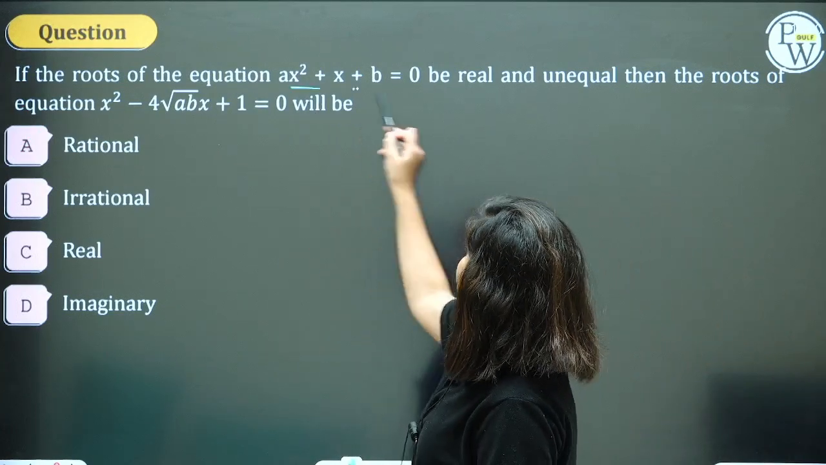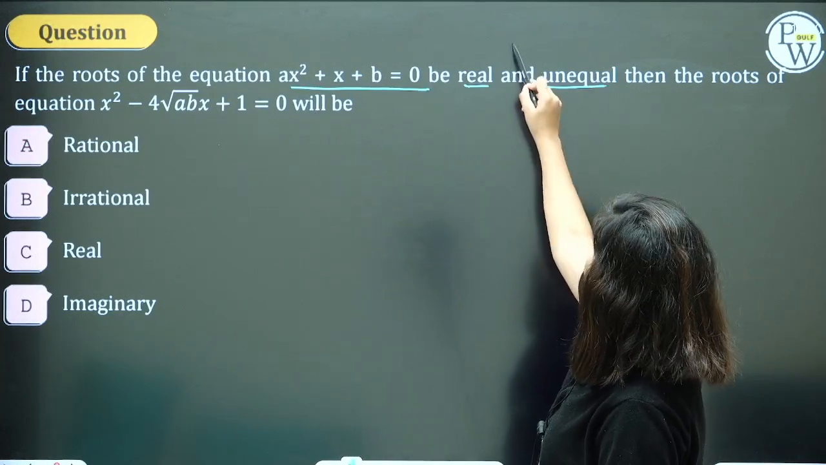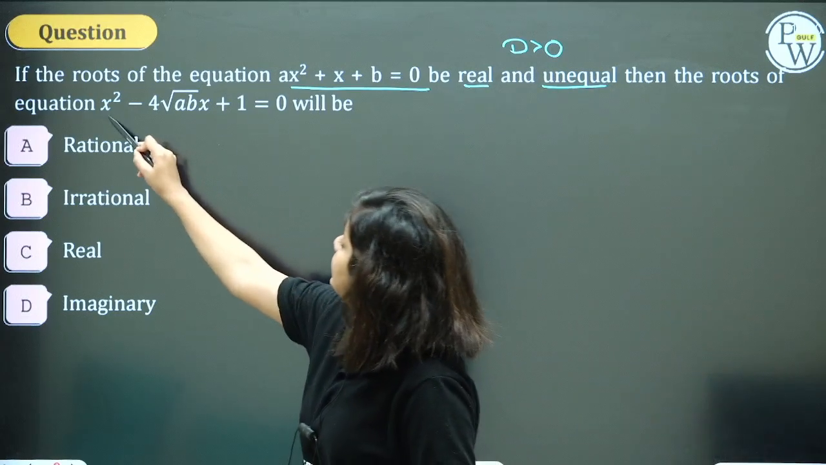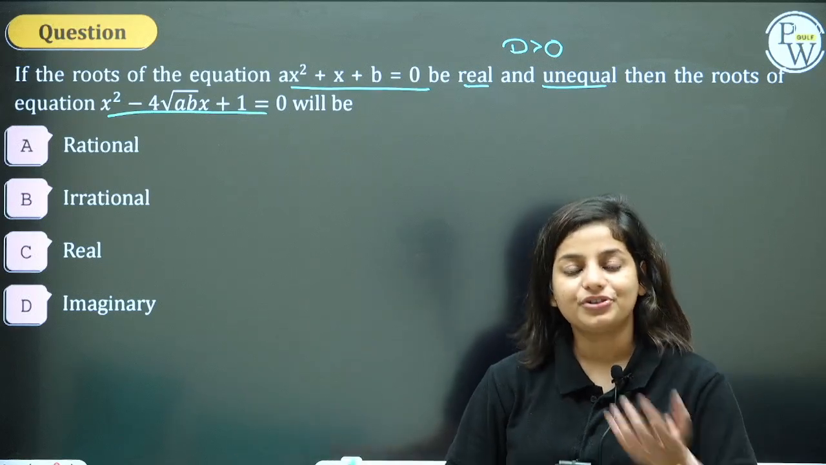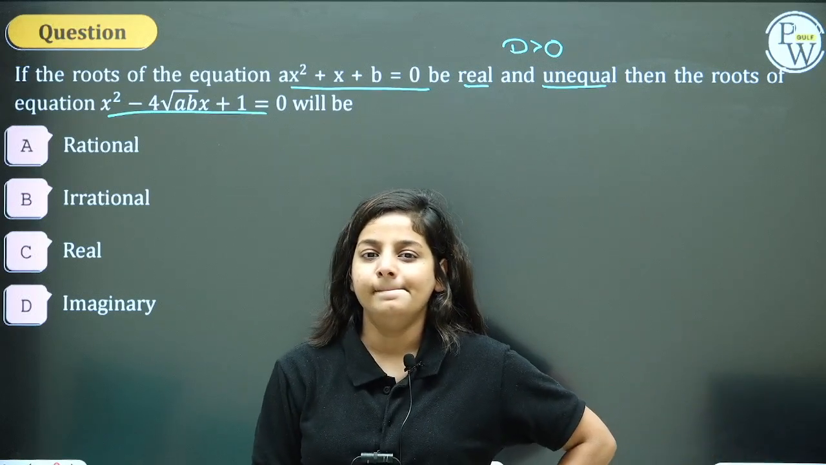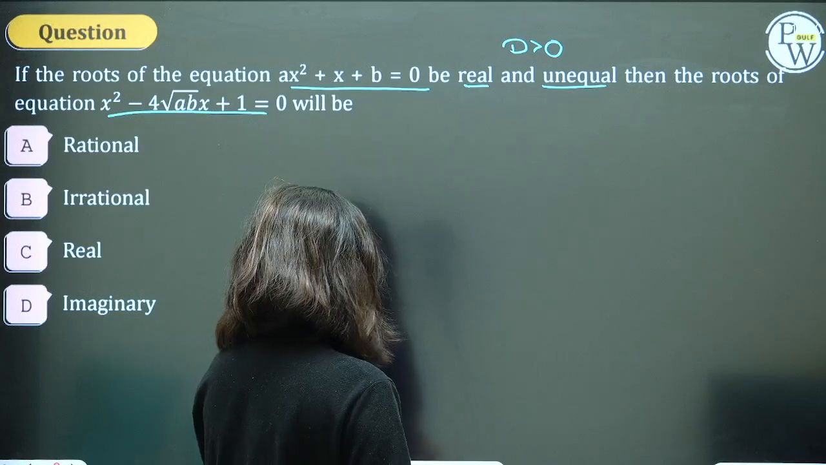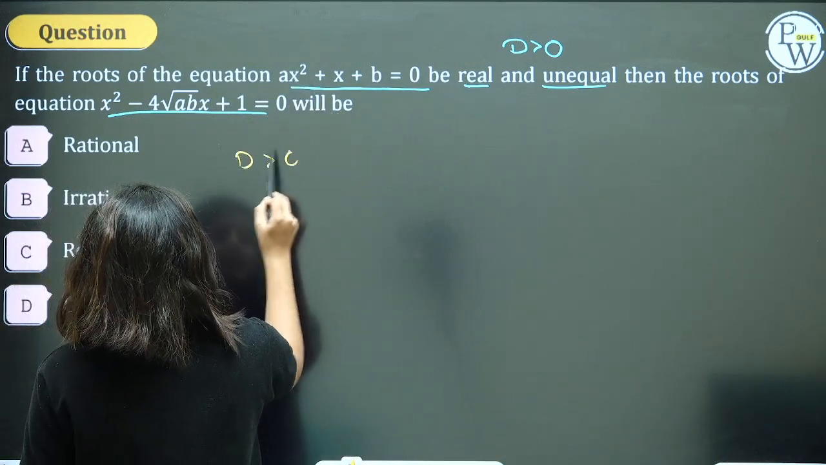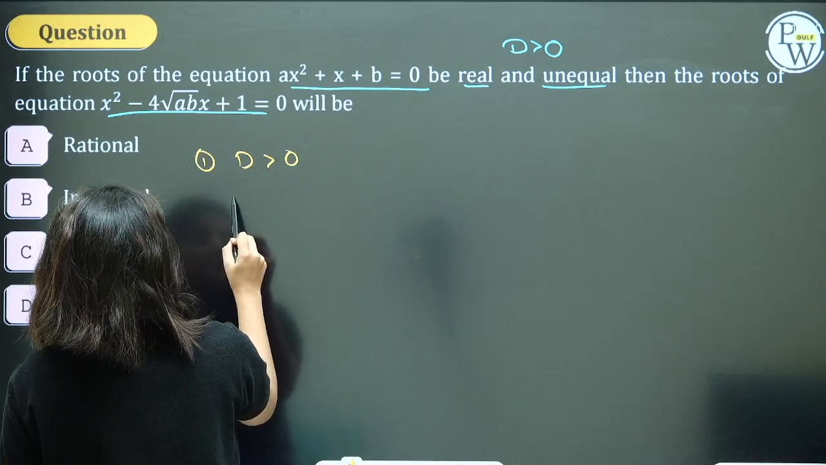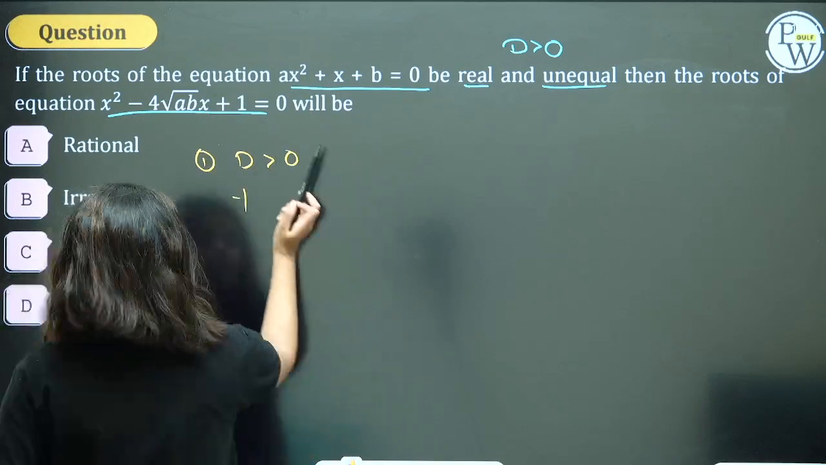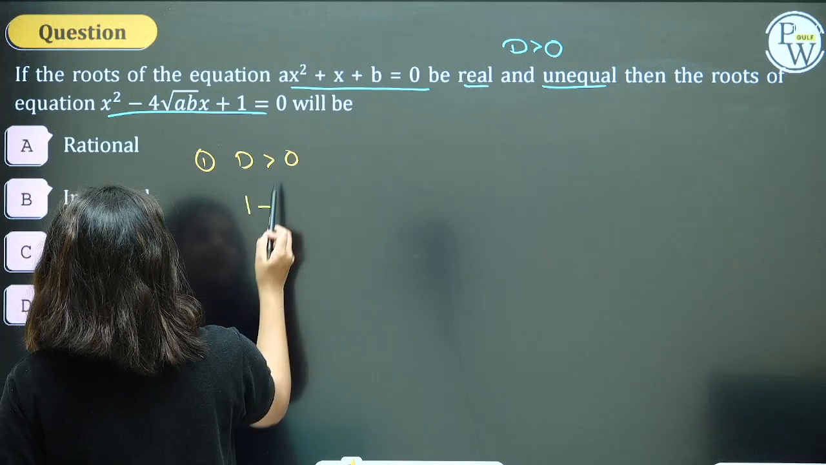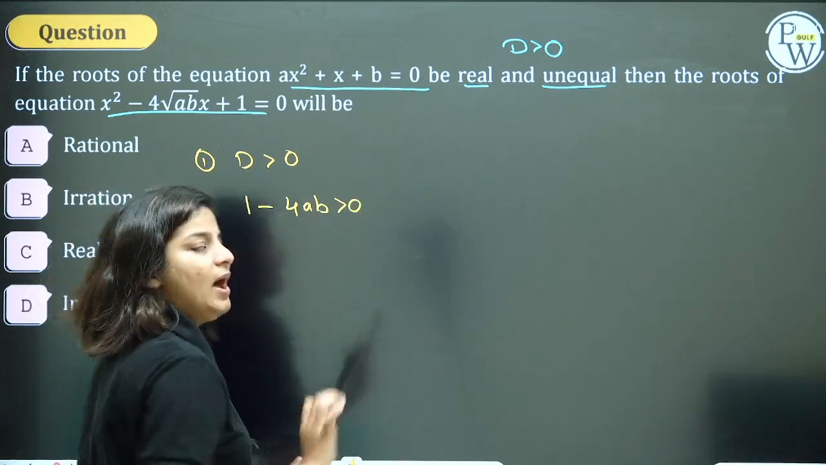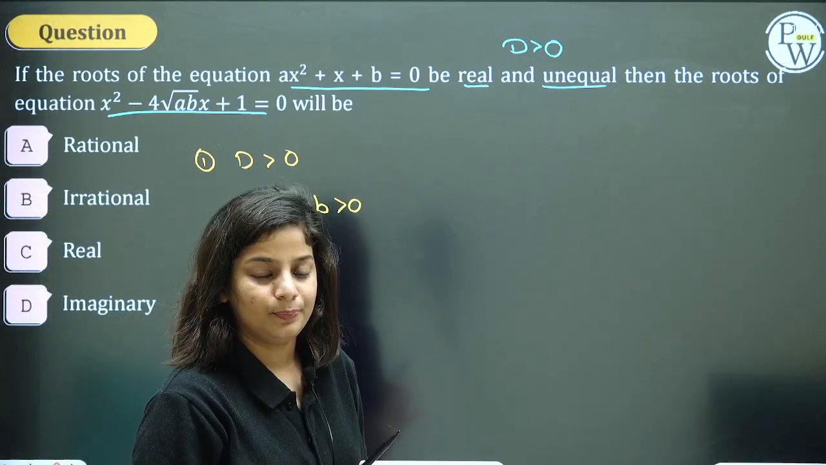If the roots of this equation are real and unequal, this means the discriminant is greater than 0. Then what will the roots of the other equation be? From the first equation, what is the discriminant? For the first equation, the discriminant is b square minus 4ac. So b square is 1, minus 4ac, which is 4ab, greater than 0. So 1 minus 4ab is greater than 0.